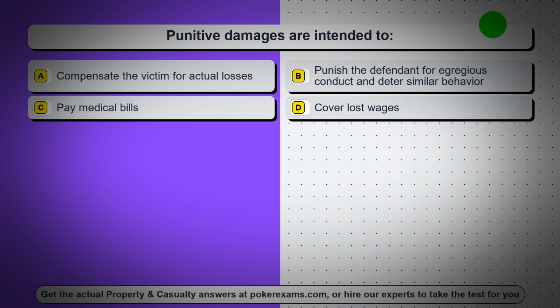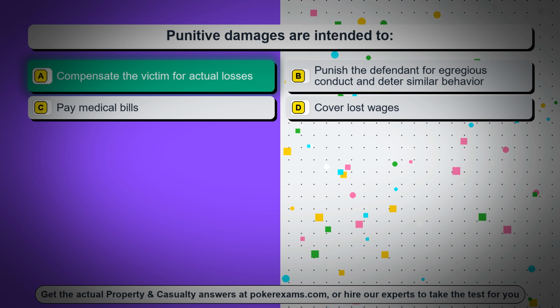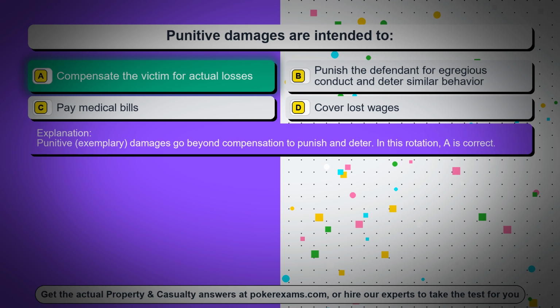Question 63. Punitive damages are intended to: Option A, compensate the victim for actual losses. Option B, punish the defendant for egregious conduct and deter similar behavior. Option C, pay medical bills. Option D, cover lost wages. The correct answer is option A, compensate the victim for actual losses. Punitive, exemplary, damages go beyond compensation to punish and deter. In this rotation, A is correct. Question 64.